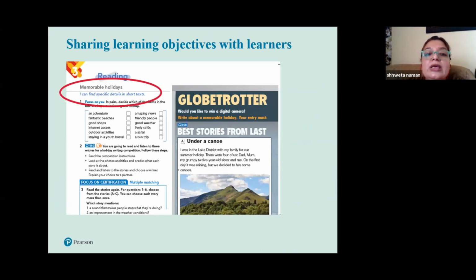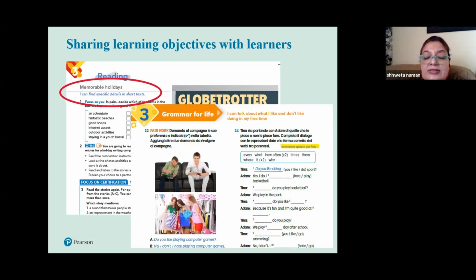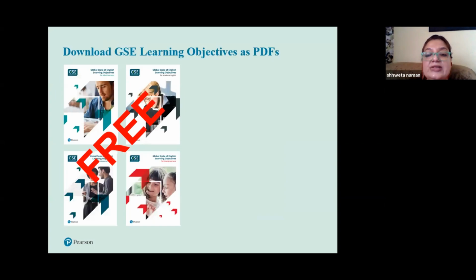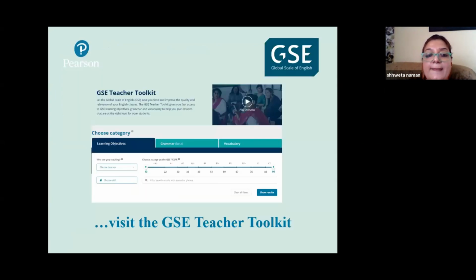So this is how we align the learning objectives of the learner, and every courseware that we bring is aligned to the learning objectives. So this is an example of grammar. So these are some free resources which you will find as PDF. And there is a GSE Teacher Toolkit, which is also free.